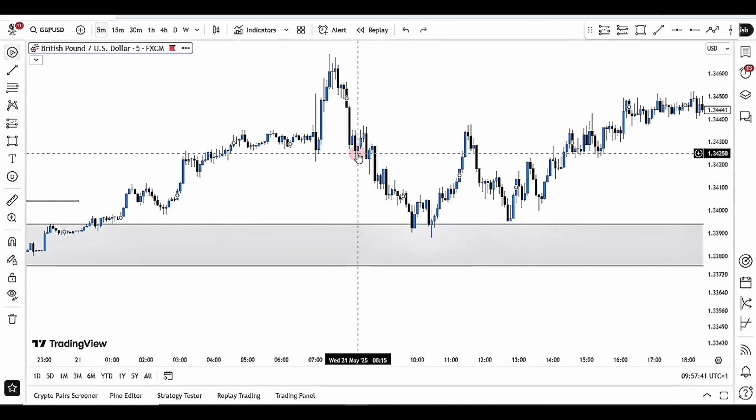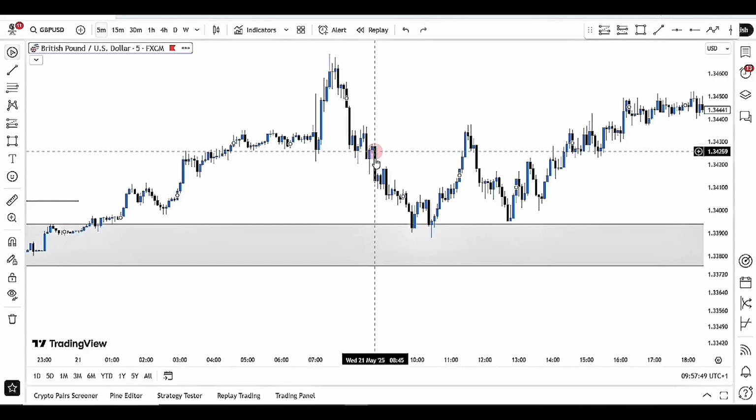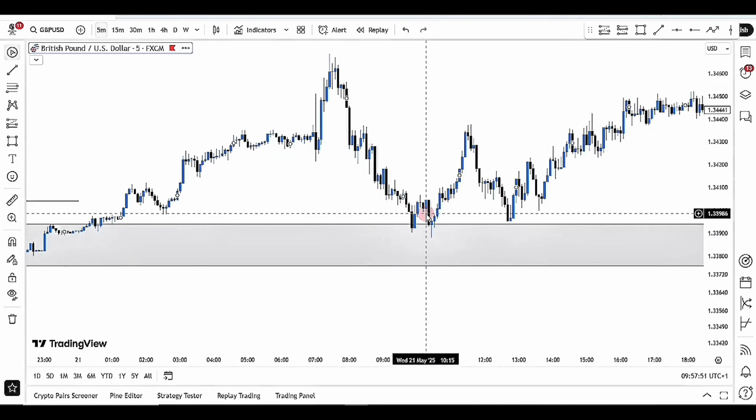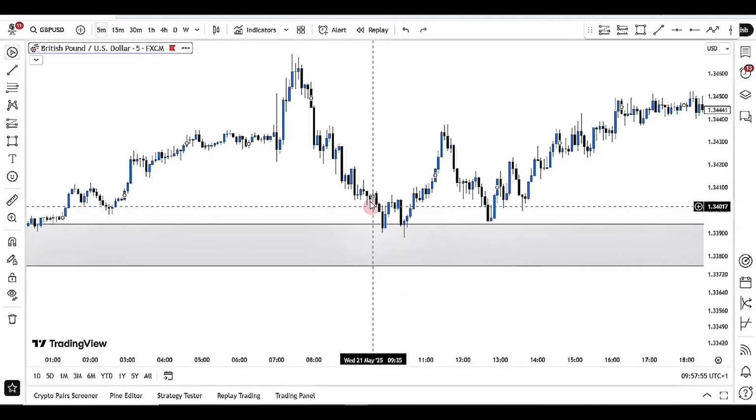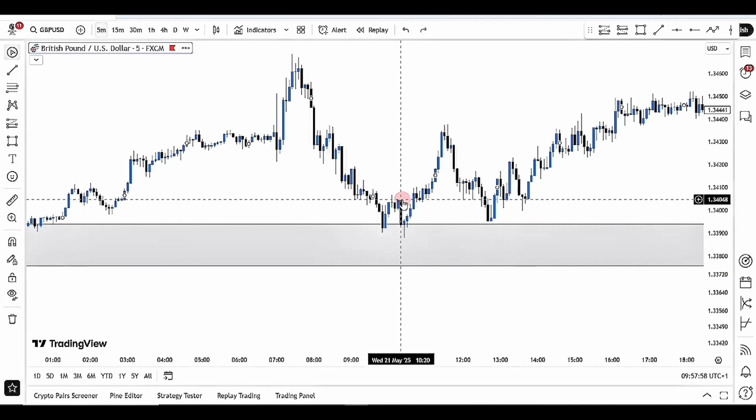We have price creating this level of lower highs, lower lows, lower highs, lower lows, lower highs, lower lows, approaching that very higher time frame demand zone. So basically what I'm expecting price to do is to create a little shift of structure for us to buy.